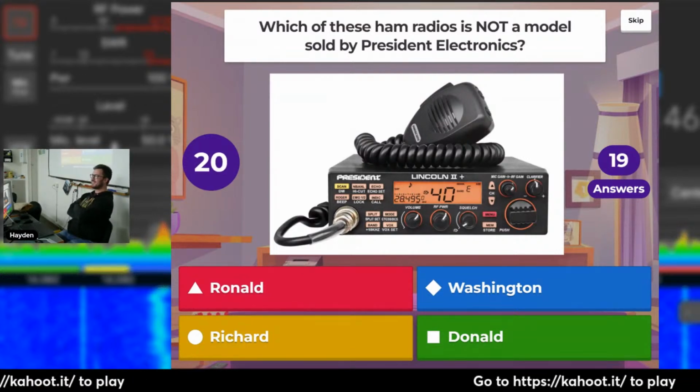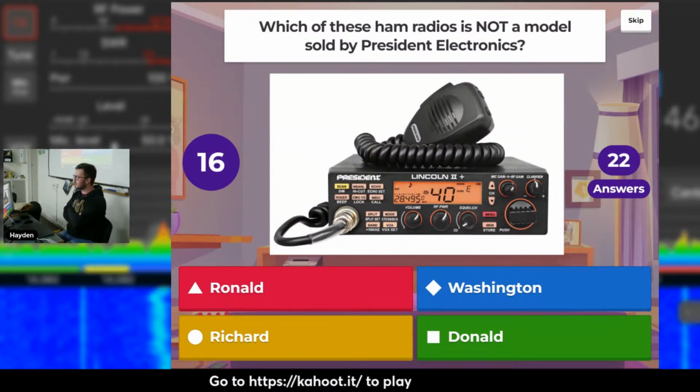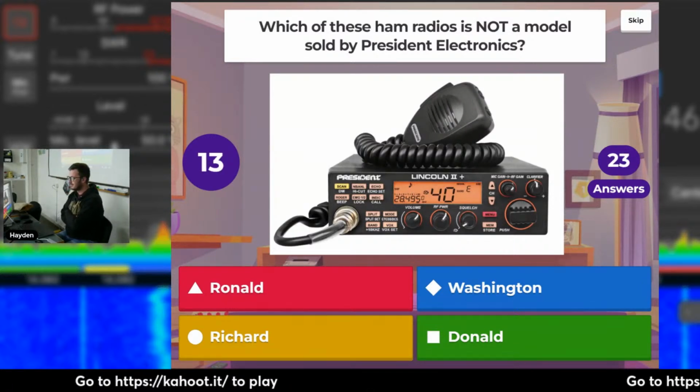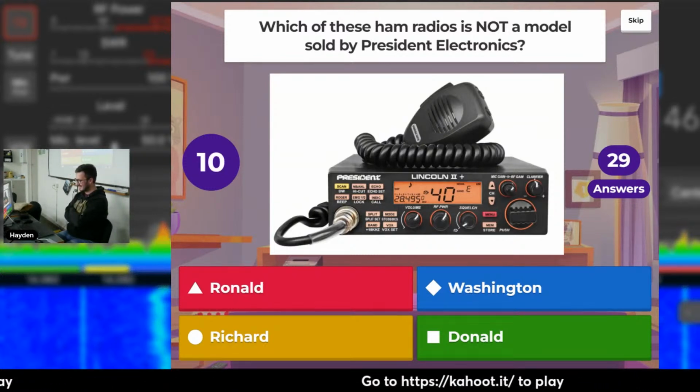President radios. Which of these is not a model sold by President Electronics? Which of these ham radios is not a model sold by President? I'm just tapping random.